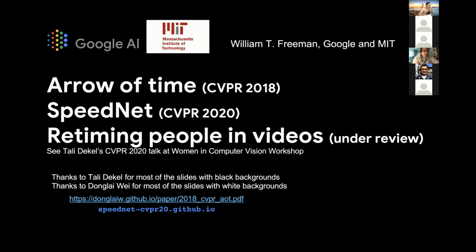So in summary, I'm sorry for being 2 minutes over. I told you about the arrow of time and a system that learned to detect the arrow of time and therefore learned some high-level information about how people move. SpeedNet asks a similar question, but not the arrow of time, but the magnitude of time, like how quickly something is moving. And again, this forces the network to learn about people. And then finally, if you want to retime people adaptively, you might want to pick one person to retime and another person not to, and we're working on methods to do that as well.